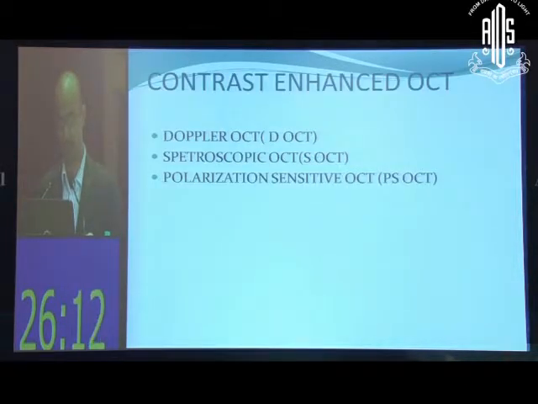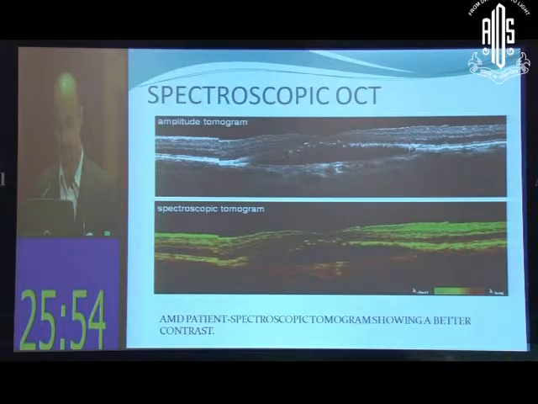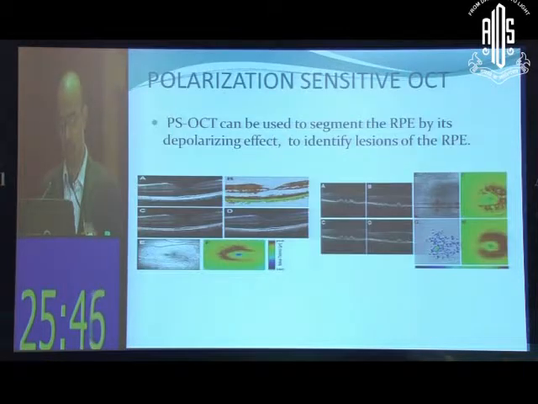There are other varieties which you should know from your exam point of view, like the Doppler OCT, stereoscopic OCT, and polarization sensitive OCT. What Doppler OCT does is, just like our color Doppler, it assesses vascular stiffness, which can be useful to see the vascular dynamics. Also, we have a spectroscopic OCT, which basically uses the absorption characteristics of human blood and helps us to identify lesions better.